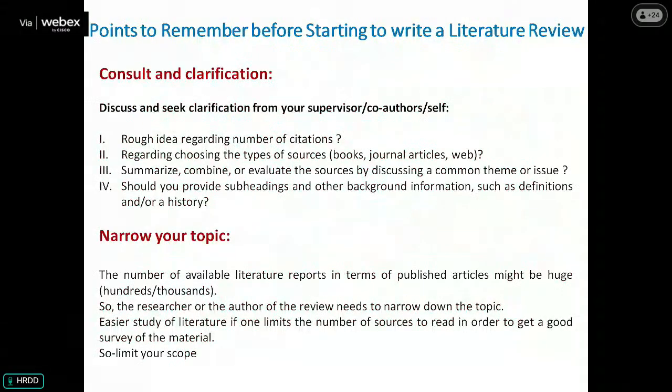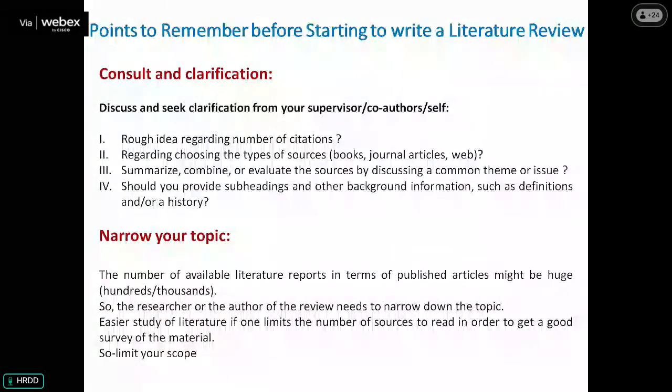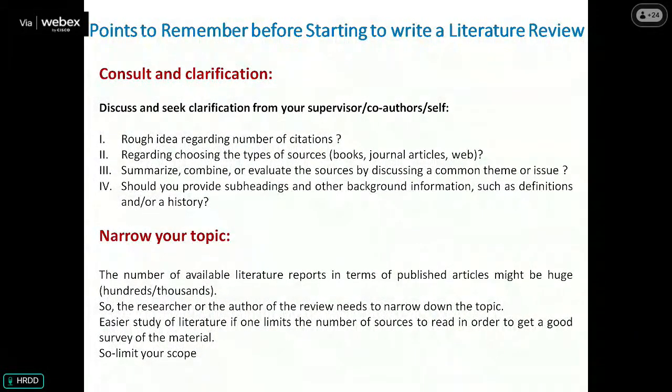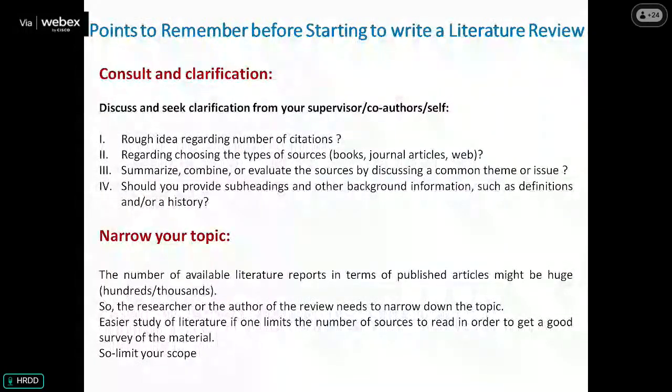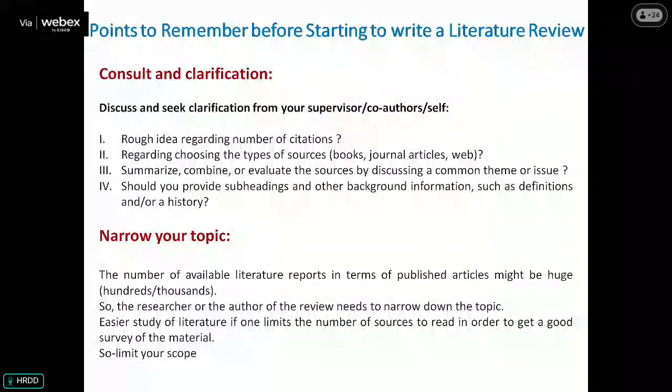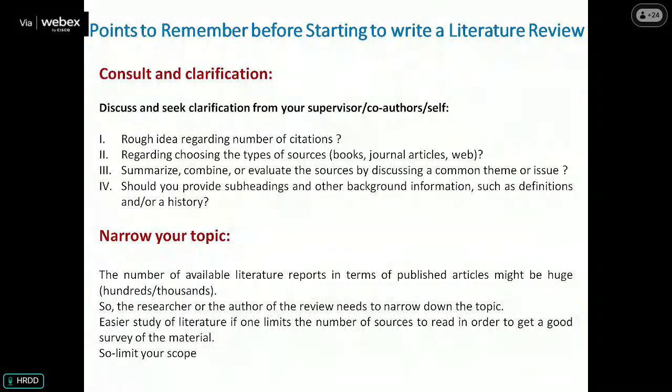So, points to remember before starting to write a literature review. Now you want to review something. You can go and do this practice. What you have to do initially, first, is consult and clarify. Discuss and seek clarification from your supervisor, co-author, or yourself. Self clarity is required. Initially, during the proposal stage, you have to discuss who the co-authors are, and with your guide, the supervisor also.